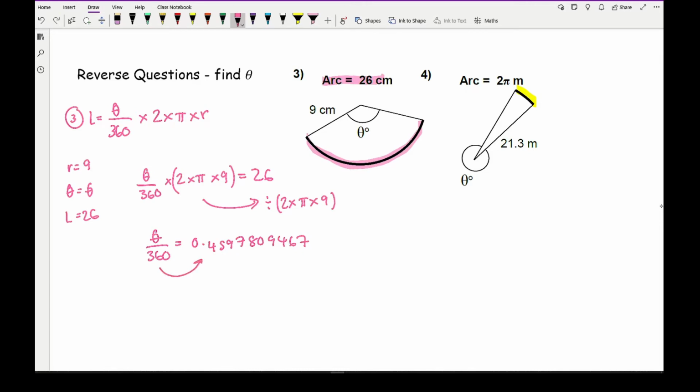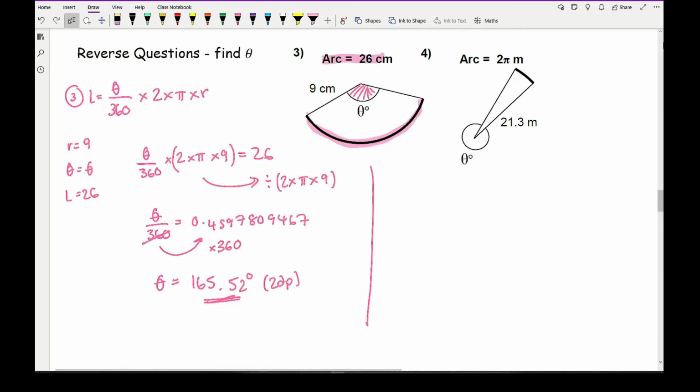Now what I need to do is get theta by itself. What's happening to theta is it's being divided by 360, so the opposite would be to times by 360. So theta equals that number times 360, which gives me an answer of 165.52 degrees, to 2 decimal places. Now again, using my common sense, does that answer look correct? Well, yes, because this represents an obtuse angle, and this angle here is clearly obtuse.